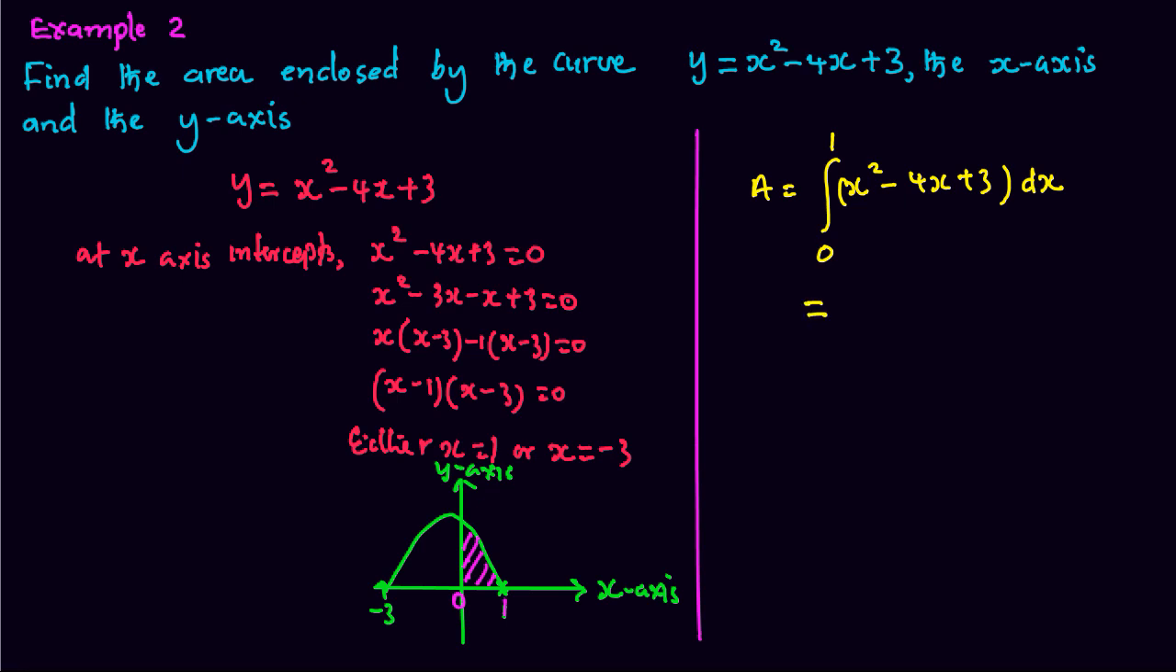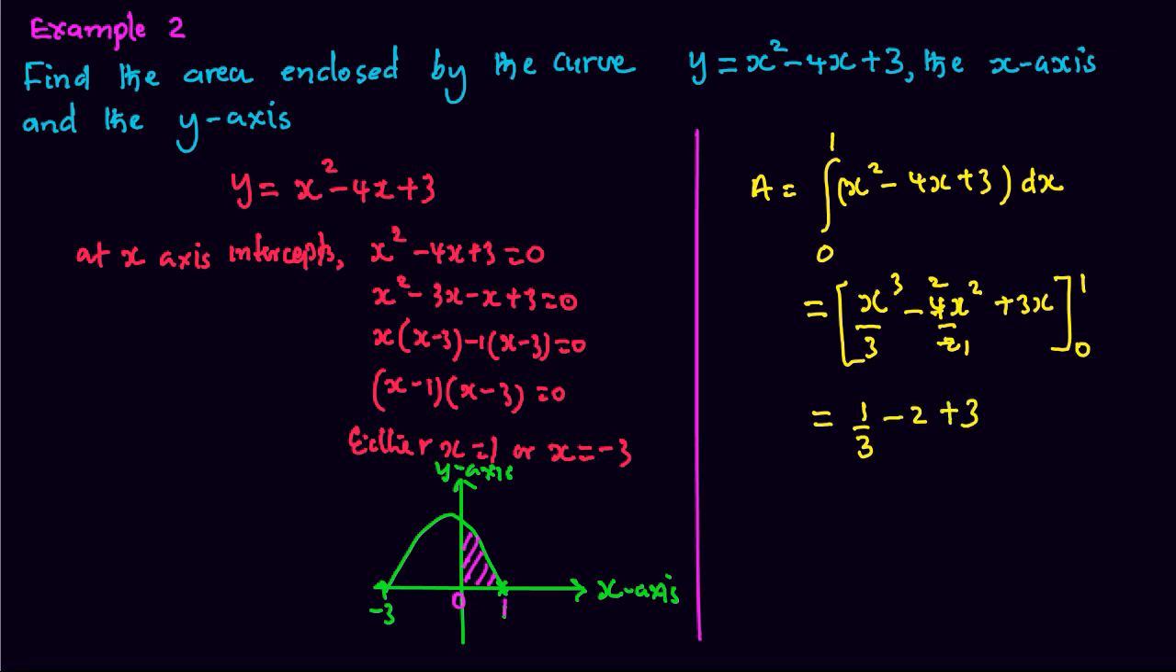So this is equal to x cubed over 3 minus 4x squared over 2 plus 3x, 0 to 1. That gives us a third minus 2 plus 3, which is equal to 1.33 square units.